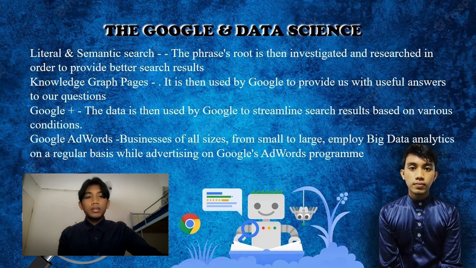Third is Google Plus. Google leverages your search history, trends and location to give an accurate search result the moment you log in to your account. Google collects information such as the number of times a site is visited, the search terms used and timing, and the data downloaded, among other things. The data is then used by Google to streamline search results based on various conditions.